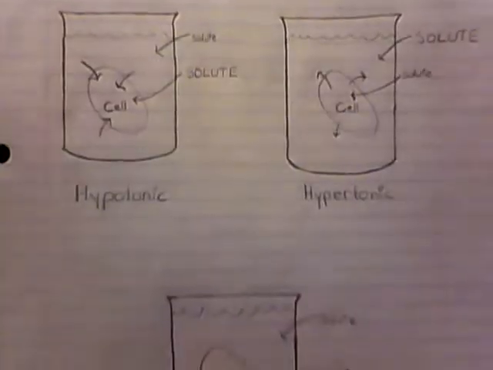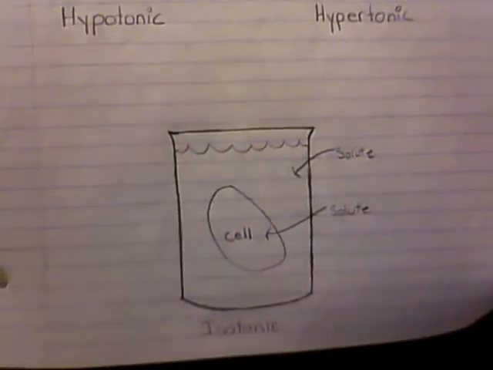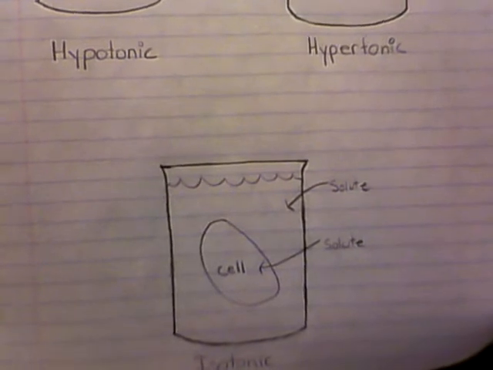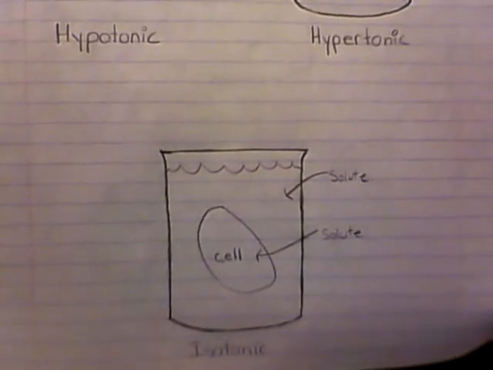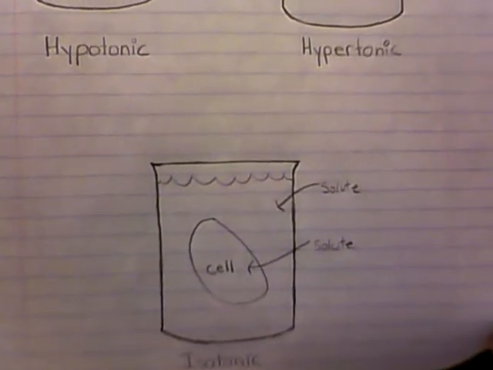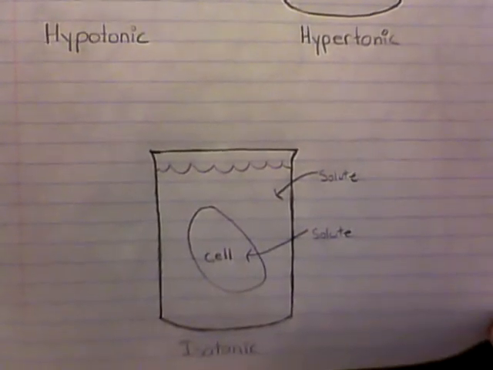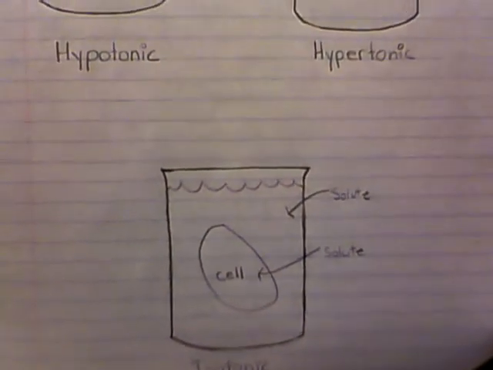And then the last situation is if the ratios of solvent and solute are both equal inside and outside of the cell. In this case, it's considered to be isotonic and there will be no change taking place.